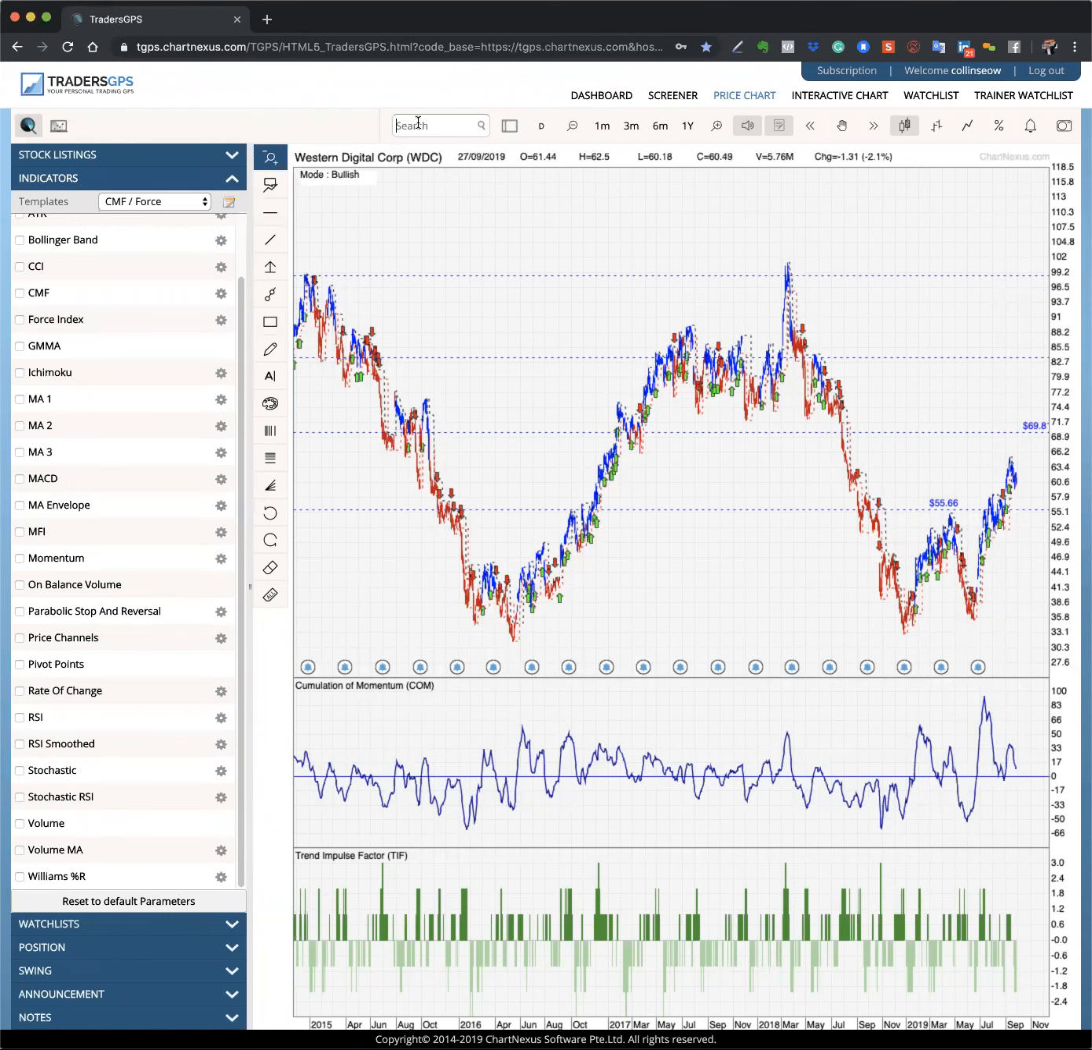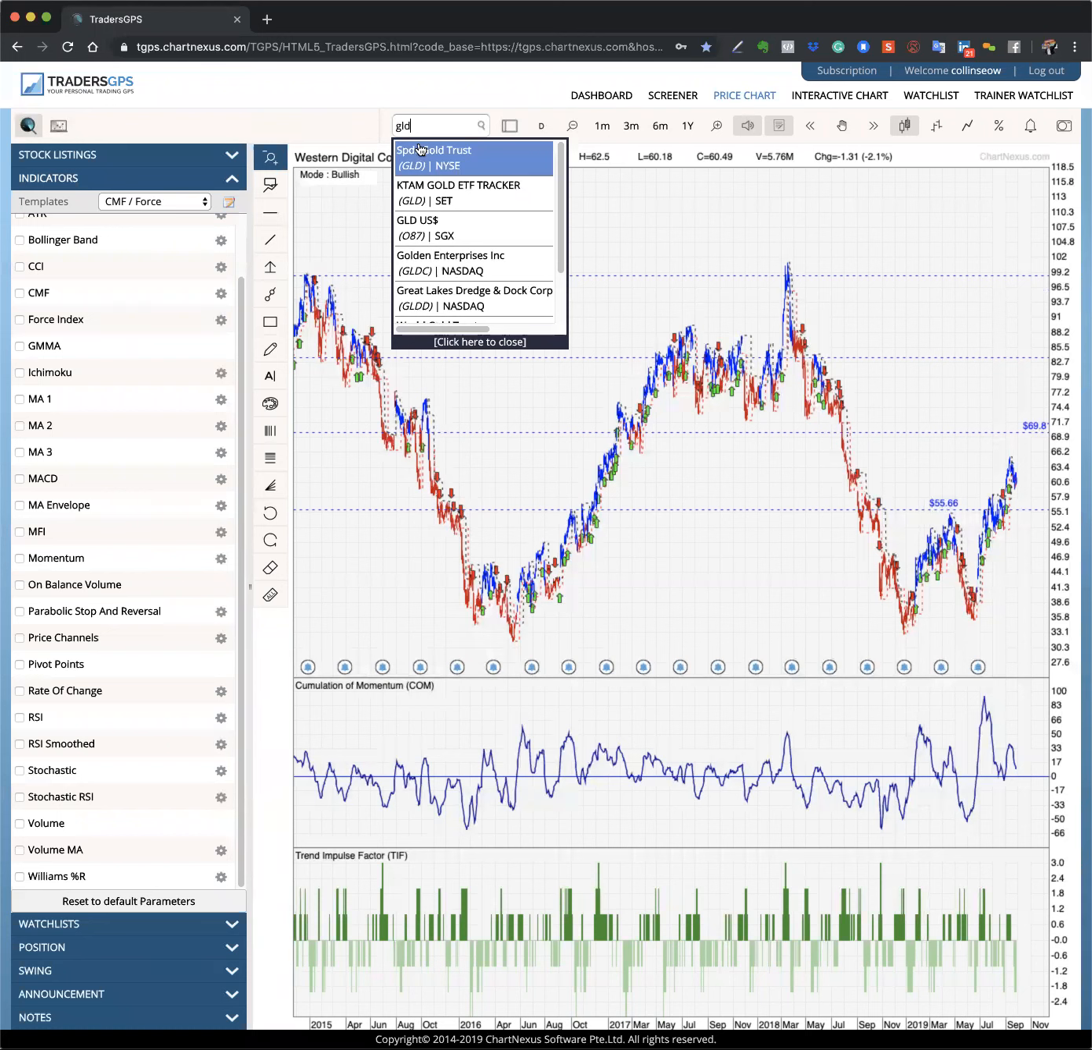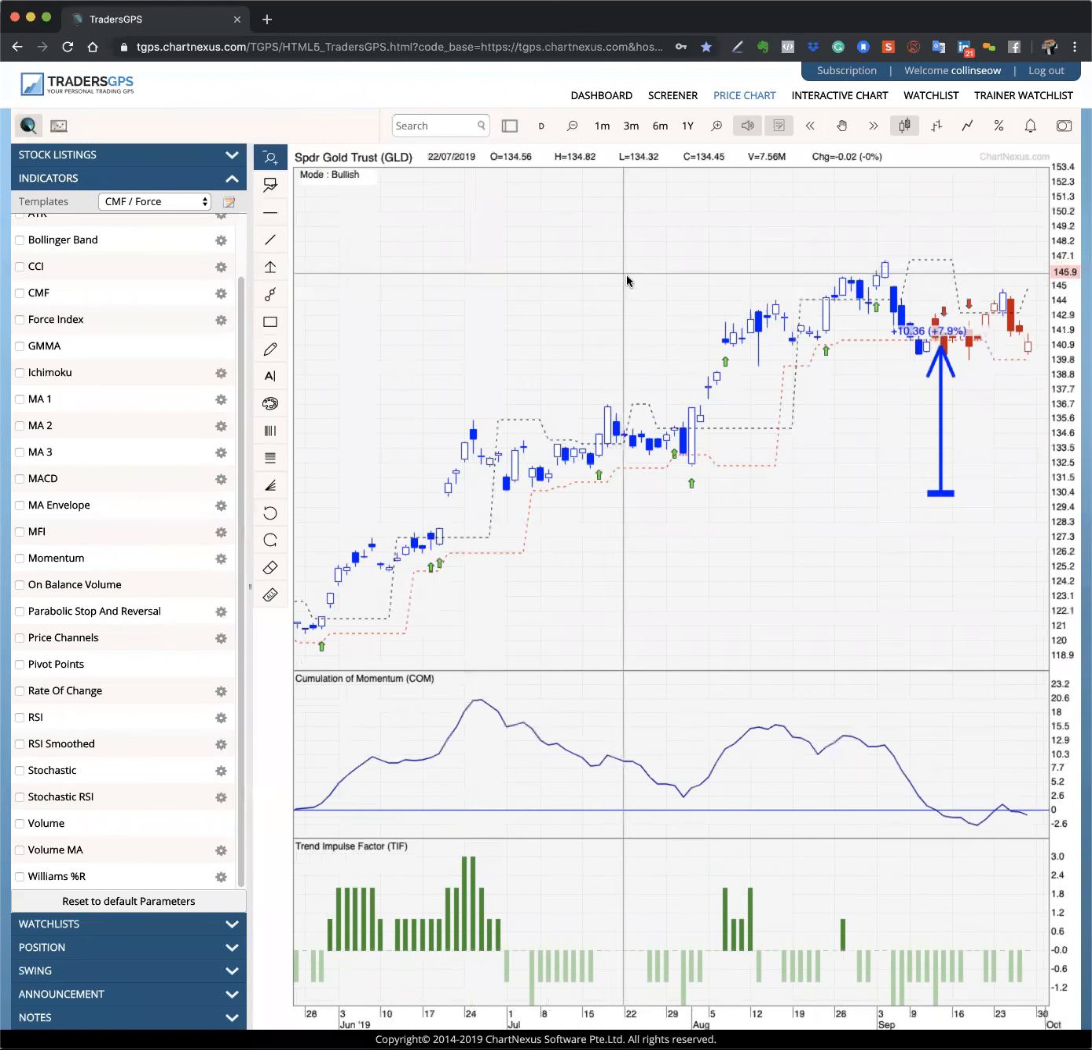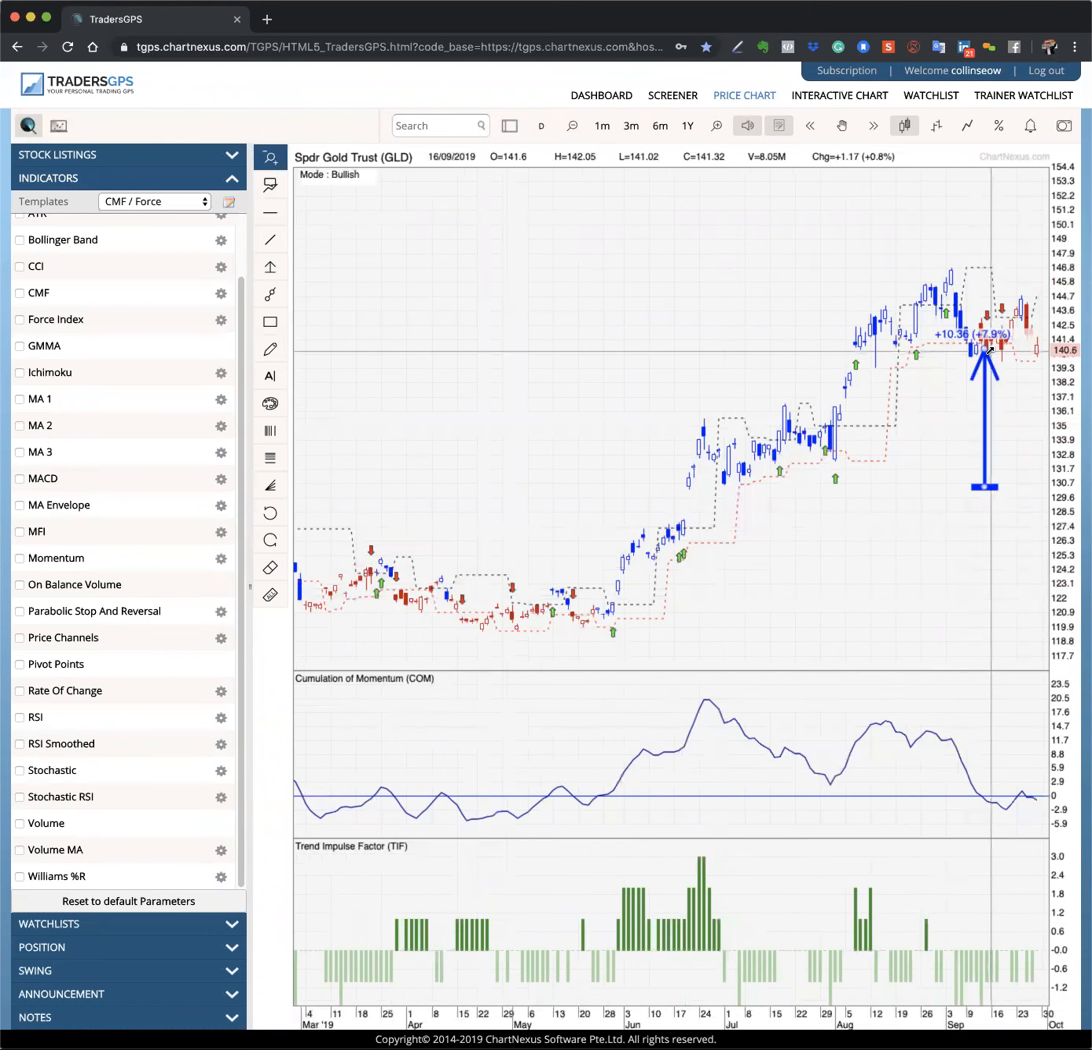What about gold? GLD. Gold already take profit, right? So we have entry here, take profit already.